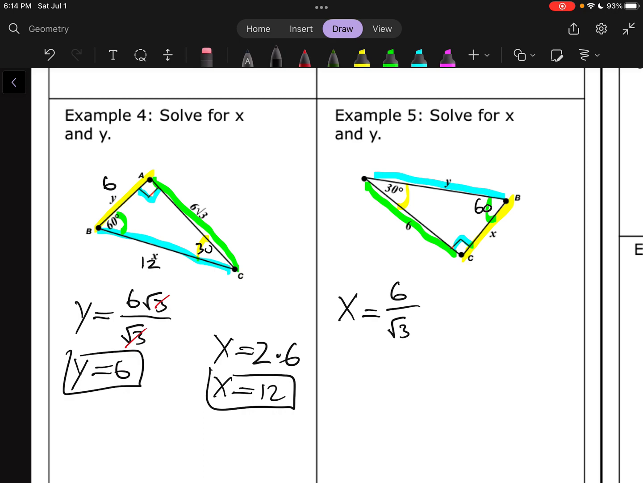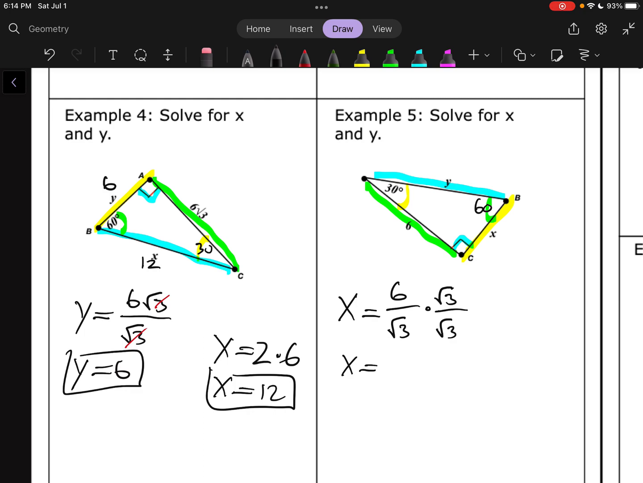Now, this should make you think about what we had to do a few times on the last video for the 45/45/90s, where we have to rationalize the denominator because we don't like having that root 3 on the bottom. And instead of doing it with root 2 like we did with the 45/45/90s, we got to do it with root 3 this time.